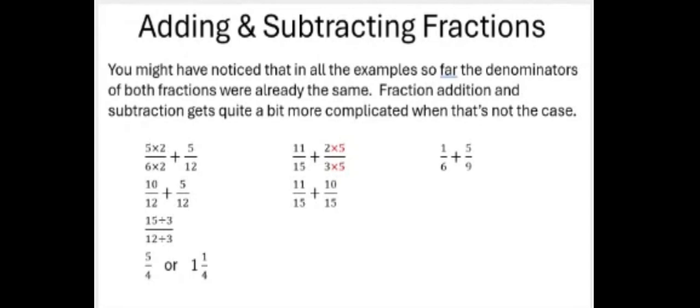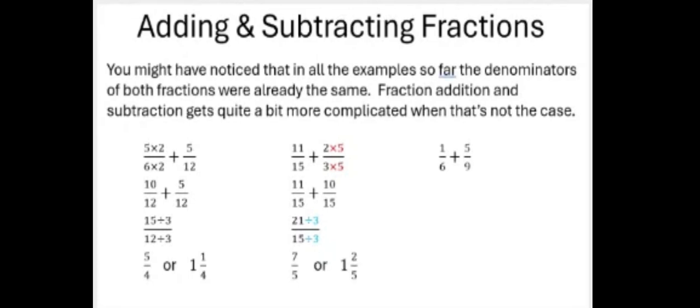11/15 plus 10/15. The denominators stay the same, and I get 21/15. I always check to see if it reduces, and I notice that 3 goes into both the top and the bottom, so I will do that, leaving me with 7/5. That's an improper fraction, or as a mixed number, 5 goes into 7 one time with 2 left over. Okay, now we get into the ones that are a little bit more involved.